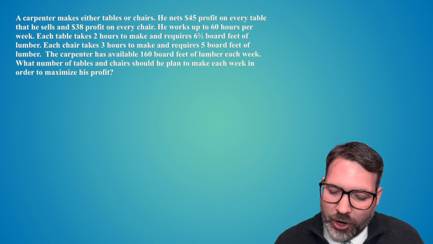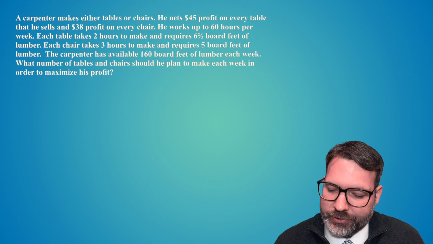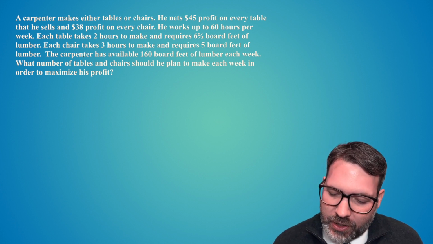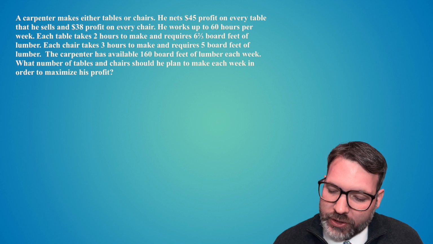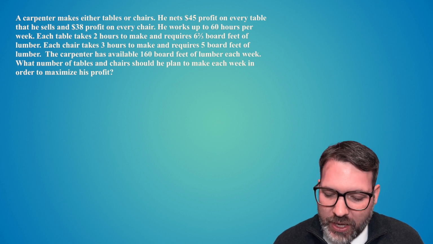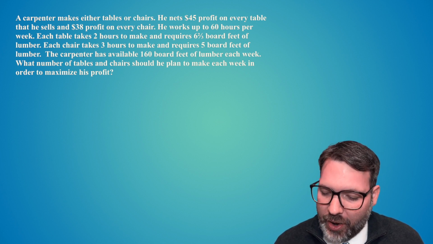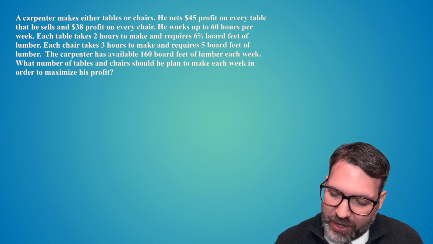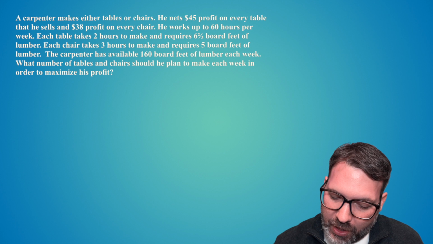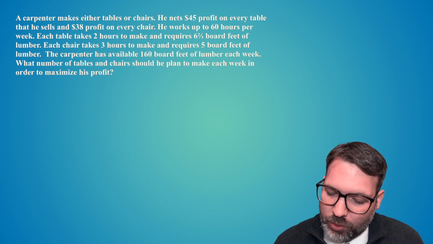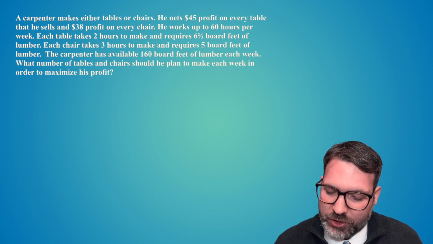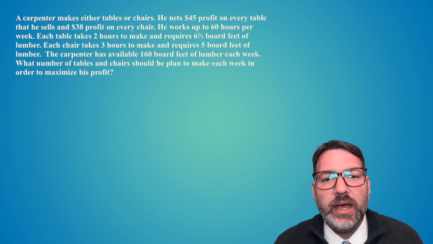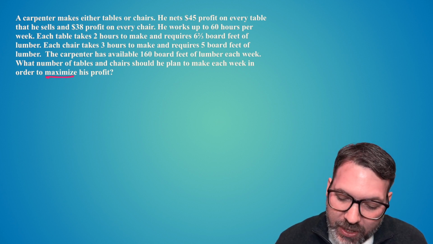A carpenter makes either tables or chairs. He nets $45 profit on every table that he sells and $38 profit on every chair. He works up to 60 hours per week. Each table takes 2 hours to make and requires 6 2/3 board feet of lumber. Each chair takes 3 hours to make and requires 5 board feet of lumber. The carpenter has available 160 board feet of lumber each week. What number of tables and chairs should he plan to make each week in order to maximize his profit?